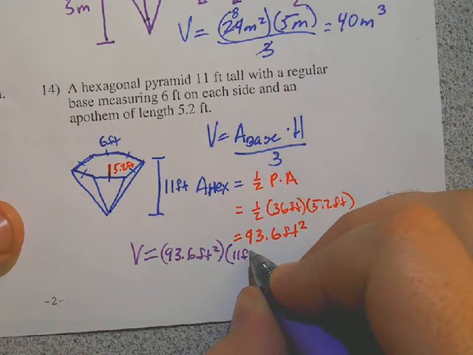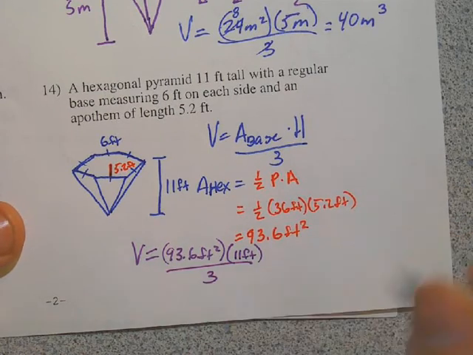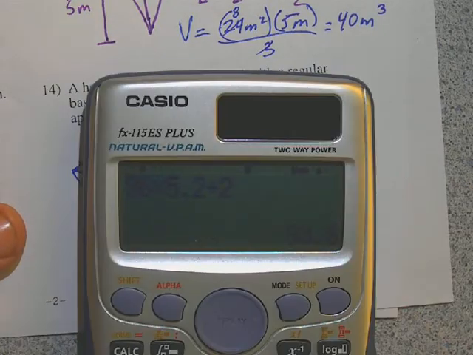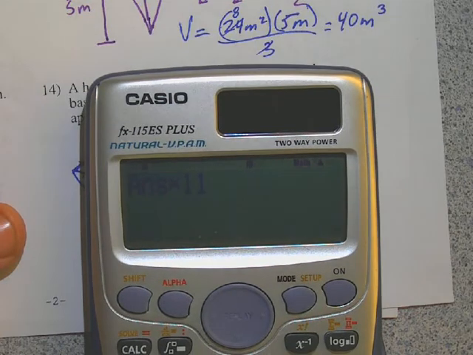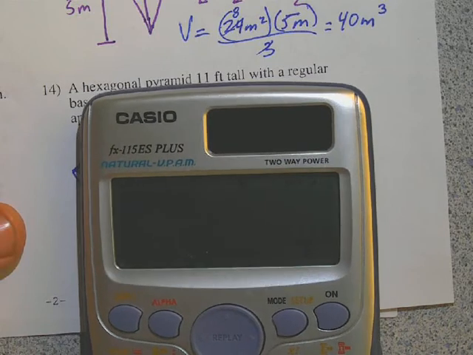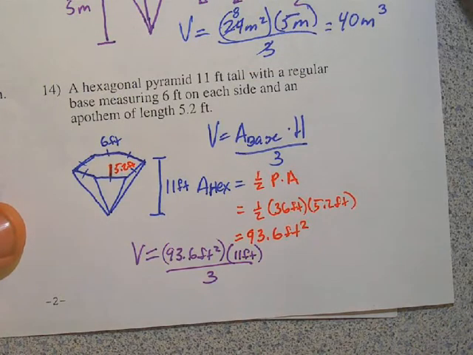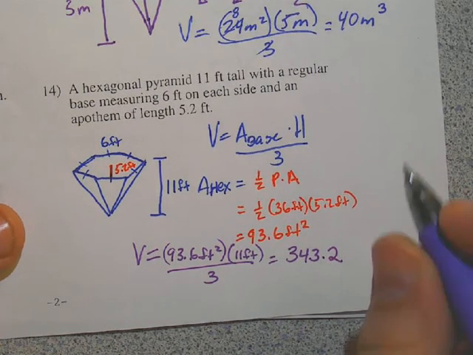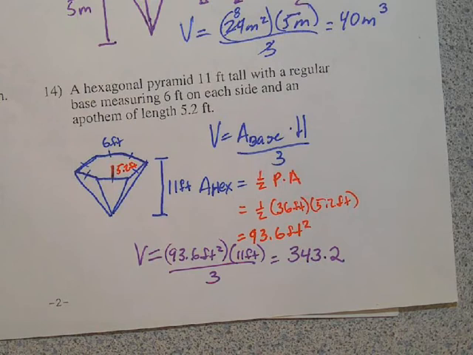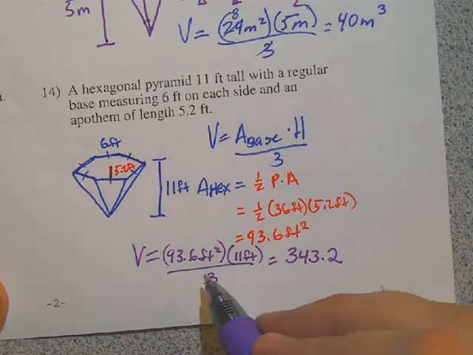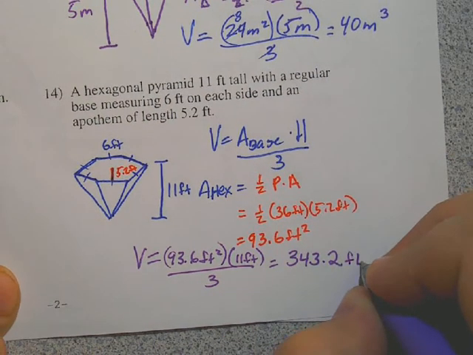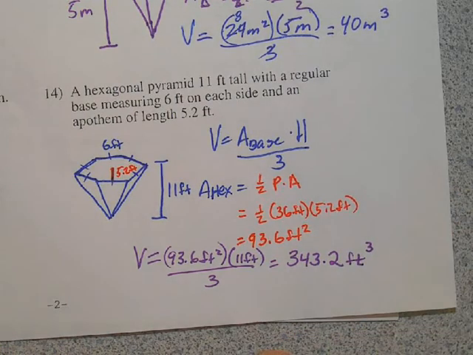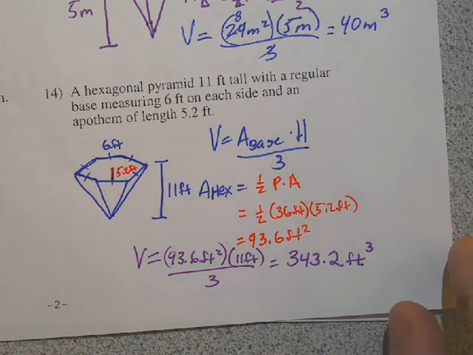And the standing height of this object is 11 feet. And divide that whole thing by 3. So I'm going to do 93.6 times 11, and then divide by 3, and I'm going to get 1716 over 5, so it's 343.2. All right, 343.2. Oh, don't forget, that's feet squared times feet, which is feet cubed.